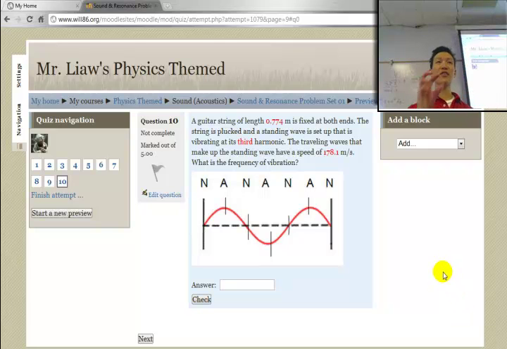In terms of resonance and wave problems, this is one of the trickier ones you'll do, where you want to put it all together. It reads: a guitar string of length 0.774 meters is fixed at both ends. It's a fixed end harmonic system. The string is plucked and a standing wave is set up so that it's vibrating at its third harmonic. The traveling waves that make up the standing wave have a speed of 178.1 meters per second. What is the frequency of vibration?